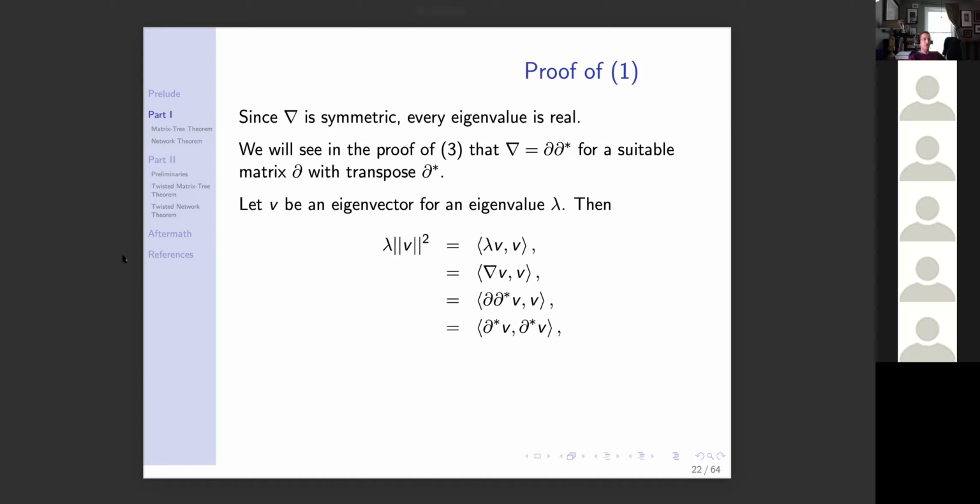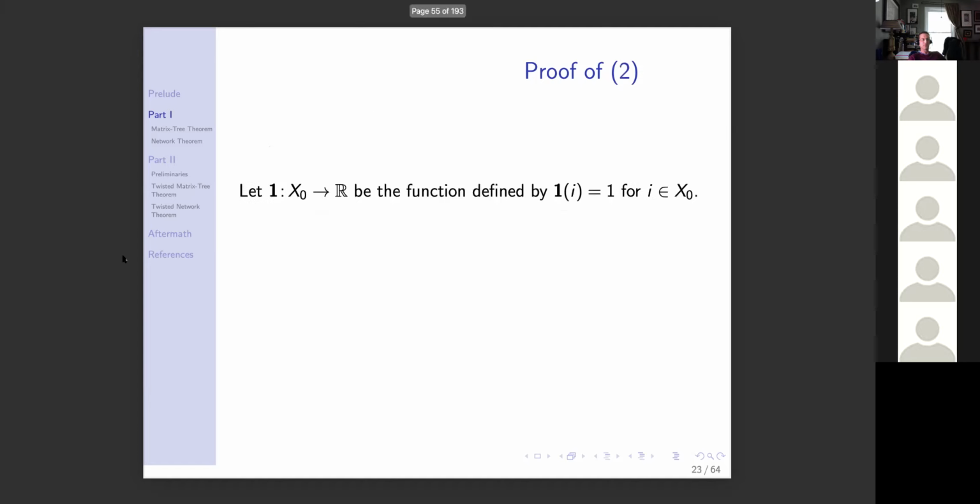And then using the properties of the transpose, that's the same as the inner product of boundary star of V with boundary star of V, which is the norm squared of boundary star of V. So now the right-hand side of this equation is non-negative. Therefore, lambda must be greater than or equal to 0, because the norm squared of V is also non-negative. So there you go, lambda is always greater than or equal to 0. That's what we had to prove.